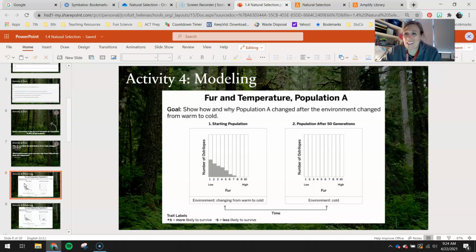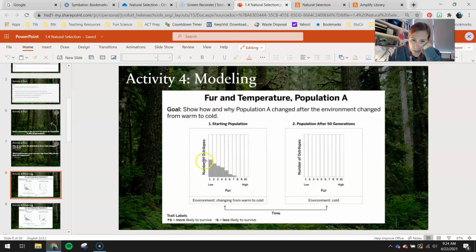All right, activity 4 is modeling. So we just did a little example where you guys made this environment colder, okay? And now we're gonna model kind of what that looks like, and this is gonna help us make a prediction. Just showing you guys this model is gonna help us predict our next model, which we will then test out in the sim. So let's just take a look at this model. This is gonna be your guys' template for how you guys are modeling things. You guys can notice that the goal up here says to show how and why population A changed after the environment was changed from warm to cold. So again, this is the change that you guys just made in the simulation.